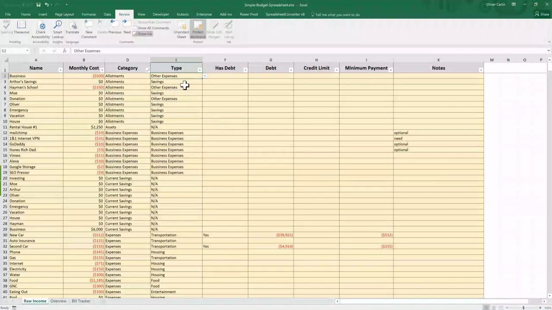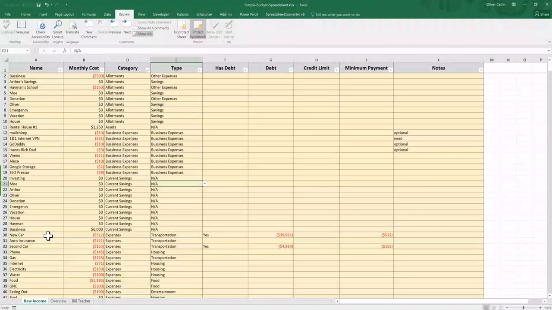Everything else will. So as you can see, for my savings, I put NA because I didn't want that on my pie chart. I didn't need to see that. But if you wanted to, you could add it. Just let me know, I'll figure out a way to get it on there for you. But I didn't see the need. Oh yeah, you could add savings if you wanted to. Anyway, that's how that works.